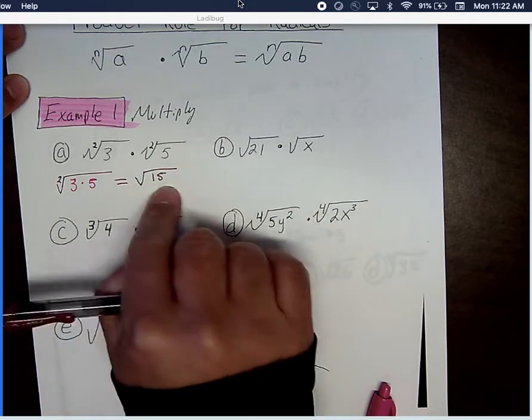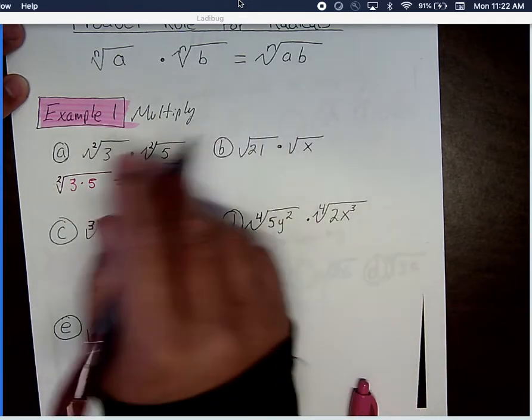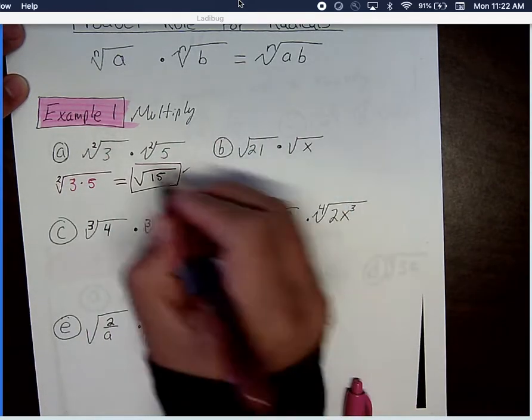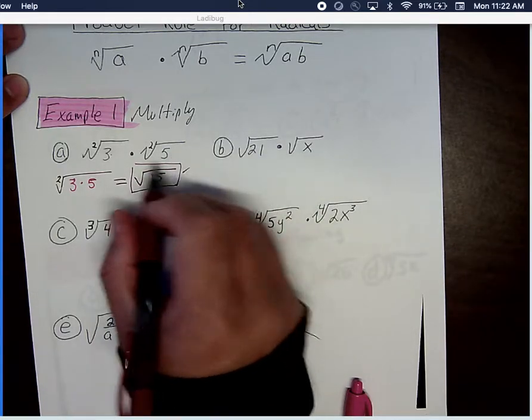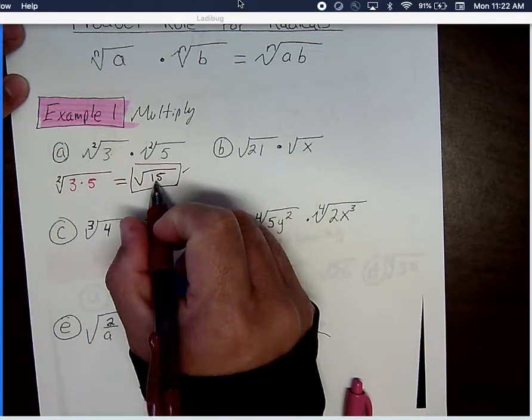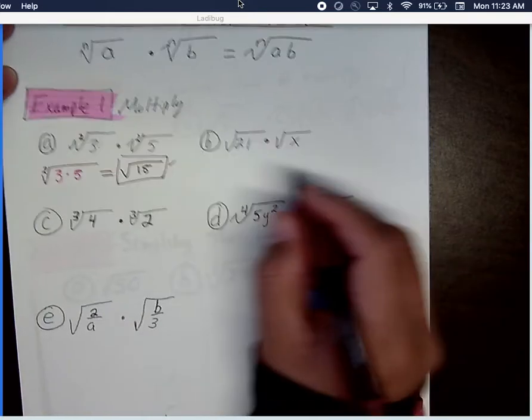Once you get to that step, you need to see if you can simplify further. Obviously you can't, because it was already 3 and 5. That was the prime factorization of 15, so there's no square root for those numbers, so that's the answer.